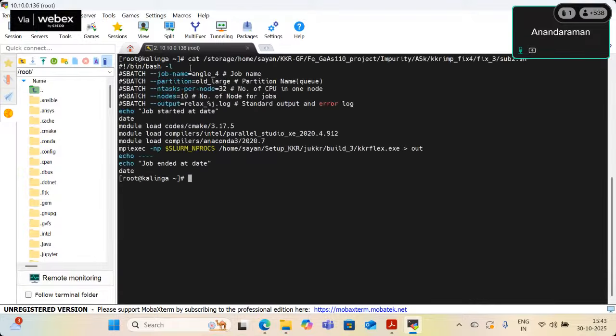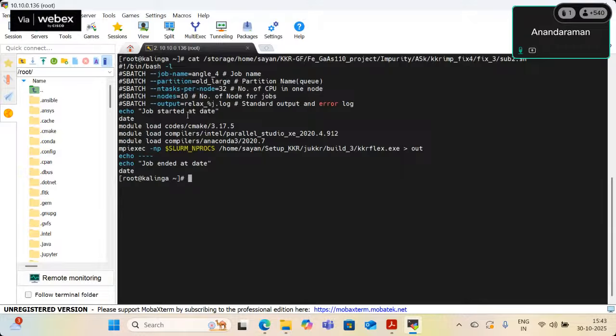So he's mentioning which queue. Partition means queue, which queue he wants to run. And per node it is 32 cores. So he wants 10 such nodes. That means 10 into 32, 320 cores he needs. Okay. And the output file he is mentioning, and just echoing this line.